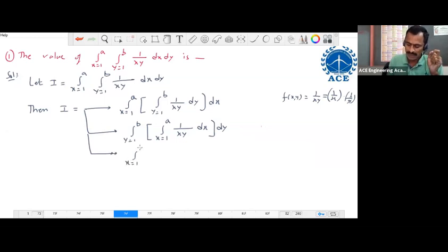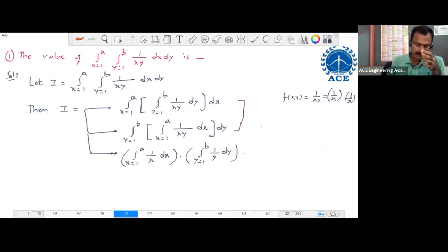Integral x equal to 1 to a, 1 by x dx, into integral y equal to 1 to b, 1 by y dy. Like this we can write in two ways. In general, these two are always possible, but this may or may not be possible. That depends on the function. In this given problem, the variables are separable. That is why we are writing the integrals separately.